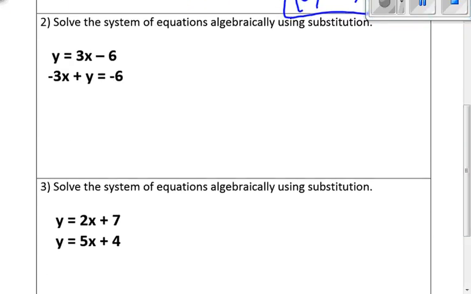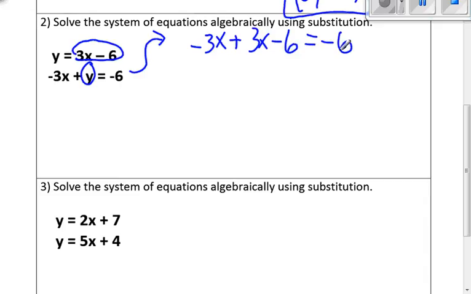Number 2. Solve it using substitution. Y equals 3x minus 6. So we know that y equals 3x minus 6, and in the other equation there's a y. So let's substitute into the second equation. So negative 3x plus, now we'll substitute, 3x minus 6 equals negative 6. Combine like terms, since they're on the same side of the equation. Negative 3x plus 3x, they cancel out. They're inverses of each other.